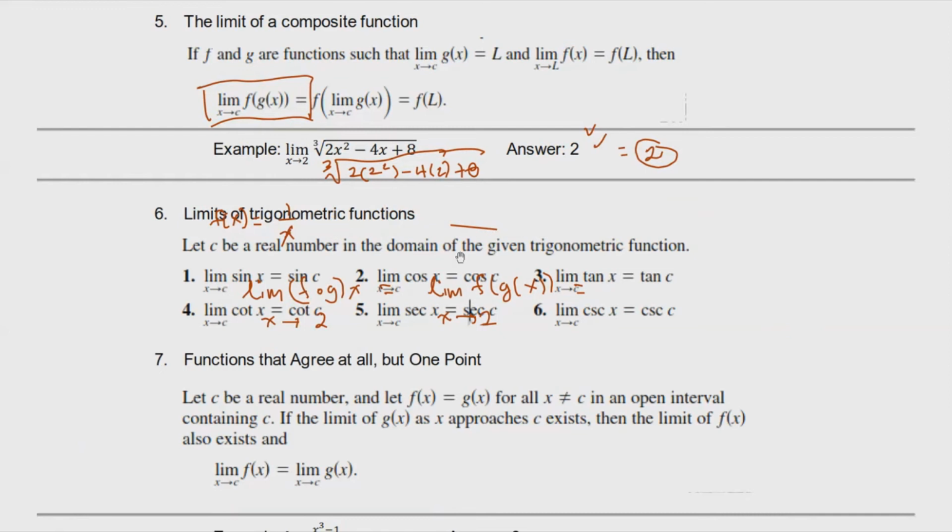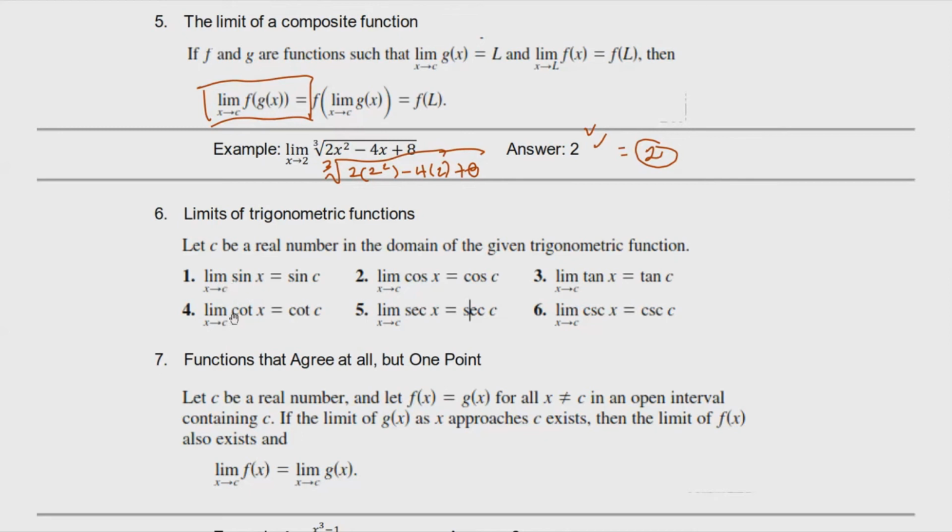And I'll just erase all of these. Sorry for the lack of space. Now let's try this number 6 here. These are the limits of trigonometric functions. So I will not be discussing more about trigonometric functions since we've already discussed about it.